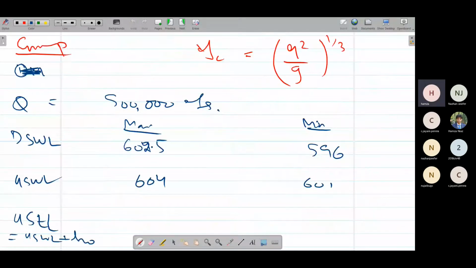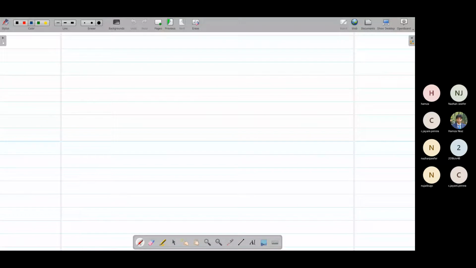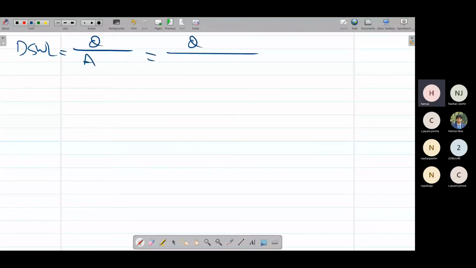So after that, downstream water level we can calculate as Q over A, and we have Q as 5,000 cubic feet, and A we have as downstream water level. We can call this D pool. D pool is the downstream water level pool, downstream water level times the width at the downstream side. So that would be width of abutments because there is no weir in the downstream side. So the width of abutment.